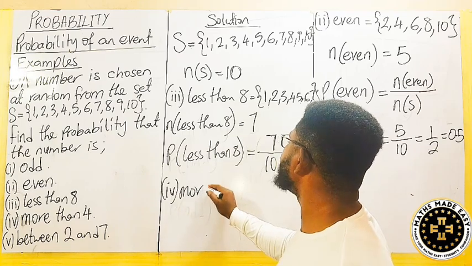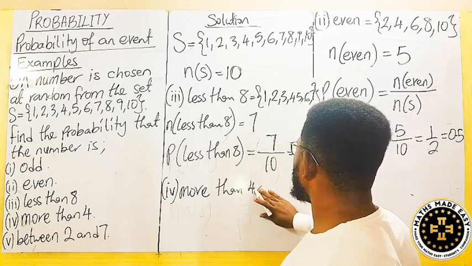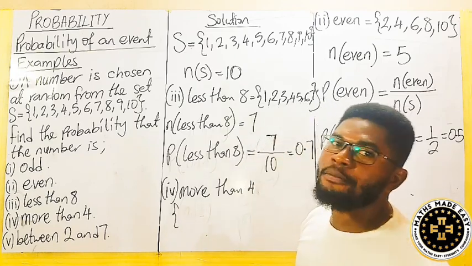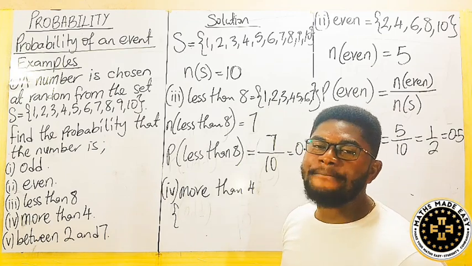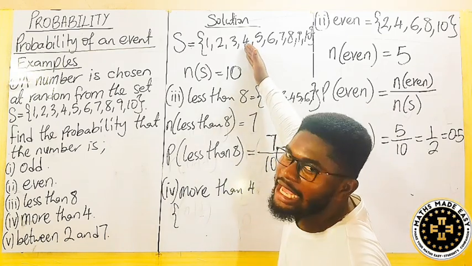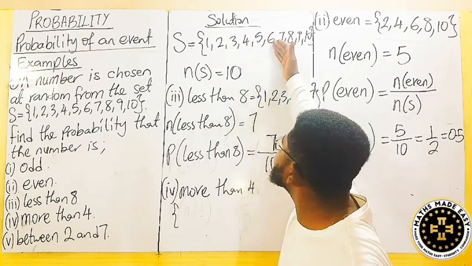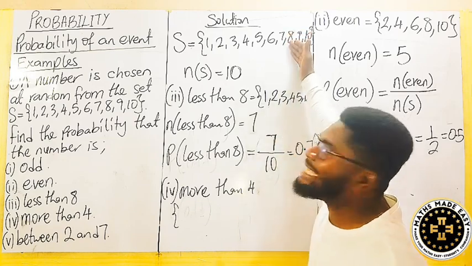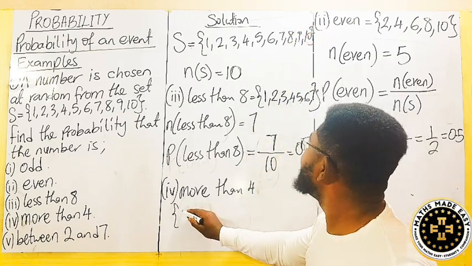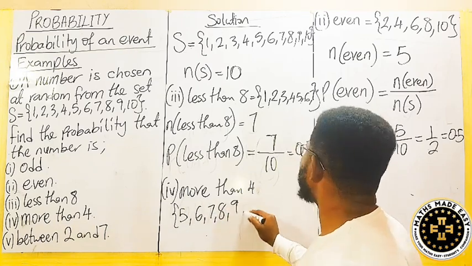More than 4, I'll put it here. What values are more than 4? More than 4 means that they are above 4. They are bigger than 4. Of course, 5 is more than 4, 6 is more than 4, 7 is more than 4, 8 is more than 4, 9 and 10, they are all more than 4. So let's list them: 5, 6, 7, 8, 9, 10.